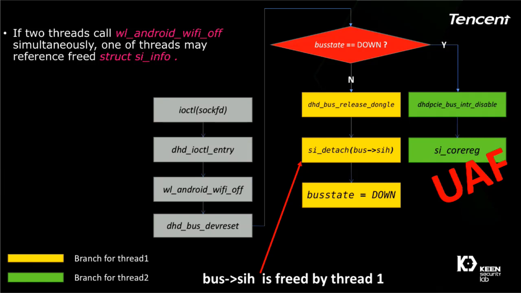So according to the analysis of the kernel crash, I thought the flowchart of the use-after-free should be like this. If two threads call wl_ioctl WiFi off simultaneously, at first the bus state is up. So the first thread will go to the yellow branch and may free the si_info here. This function si_detach will free the si_info, and finally it will set the bus state to down. Soon after that, the second thread will go to the green branch because the bus state is already down here. So it will call this function, and finally it will call the si_corereg to trigger the use-after-free.